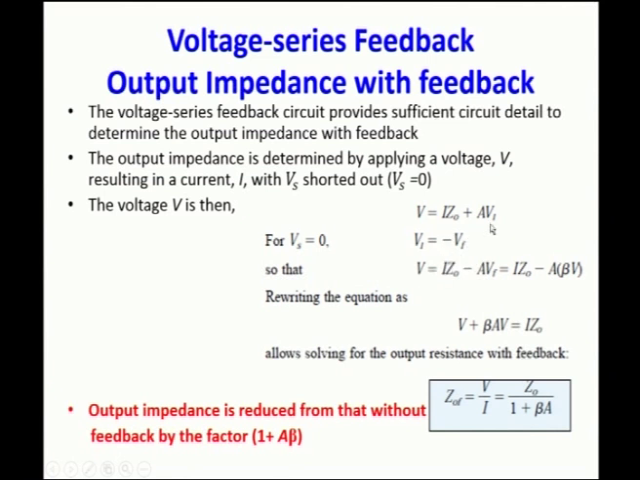So, you substitute this value here, then it will become I Z0 minus A Vf equal to I Z0 minus A beta V. And finally, you can obtain this equation Z0 by 1 plus beta A. So, by this factor, the output impedance Z0 is reduced for the voltage series feedback. As we have seen, the voltage series feedback has higher input impedance and lower output impedance, and this is a normal expectation of a good amplifier.